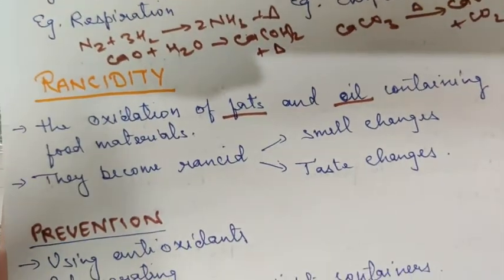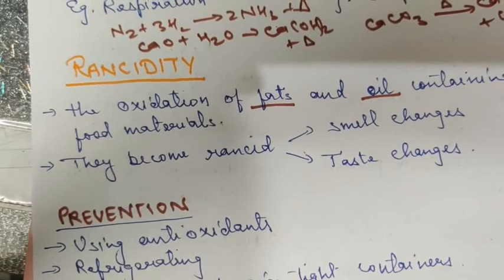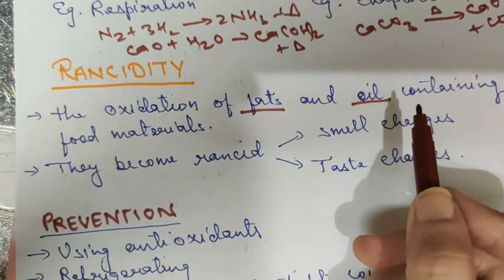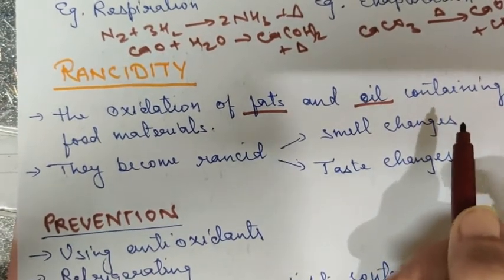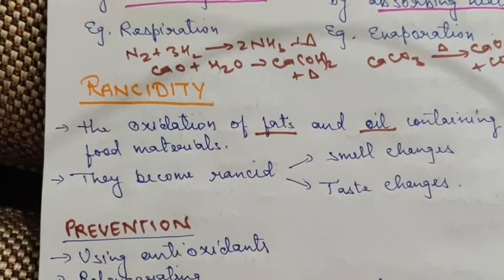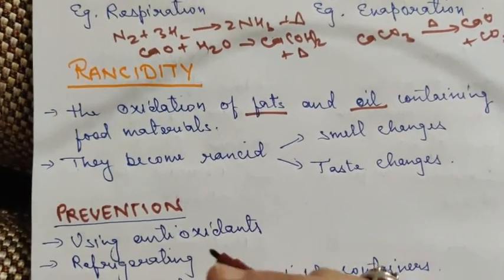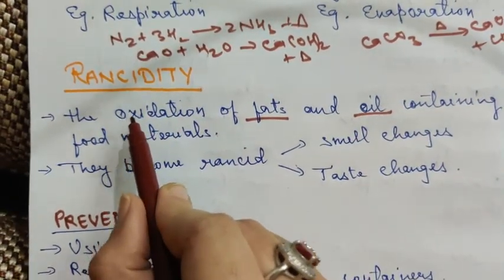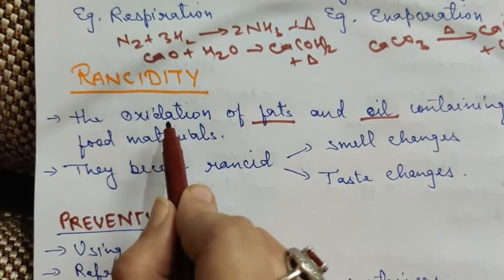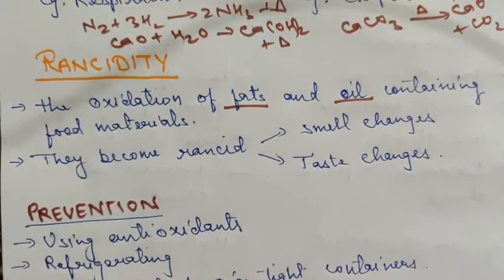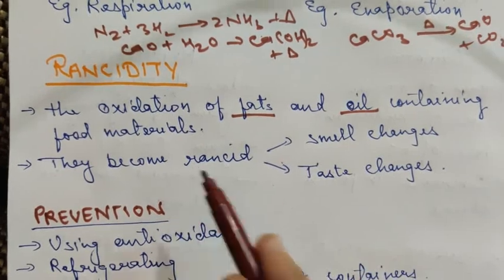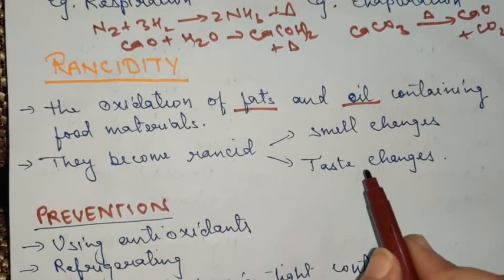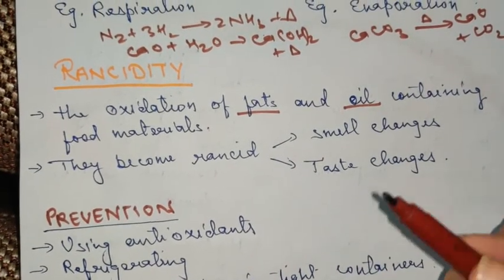Now coming to this topic, that is rancidity. What is the meaning of rancidity? The oxidation of food that contains fats and oil is known as rancidity. So again repeating for you, rancidity means the oxidation of food containing fat and oil. Oxidation means the reaction. This rancidity occurs in the presence of oxygen only, as I discussed with you in the redox reactions. The rancid food will have a foul smell and the taste will also change. So basically rancidity means rotten food.